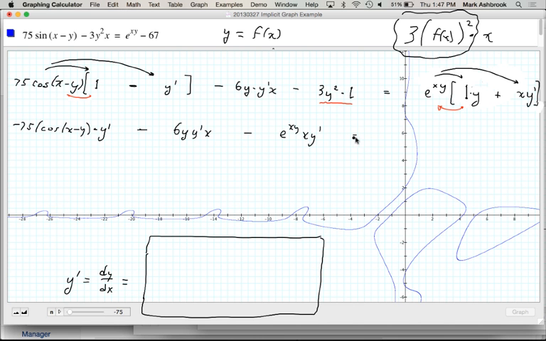And then, what's going over to the right side? All the rest of them that don't have the y prime. 75 cosine x minus y, but that will be minus as it moves over, right? Next one. This one is going to move over, but it'll be plus when it moves over. 3y squared. And then finally right here, it will stay here on the right. E to the xy y.